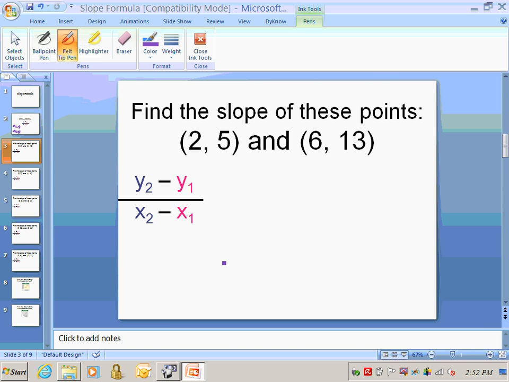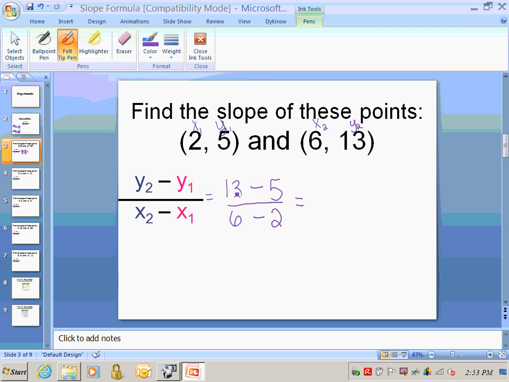So I have the points 2, 5, and 6, 13. I'm going to call this first ordered pair set 1, so I'm going to call it x1 and y1. The second set I'm going to call x2 and y2. So now with my formula, all I have to do is fill this in. So y2 is 13 minus y1, 5, over x2, 6, minus x1, 2.